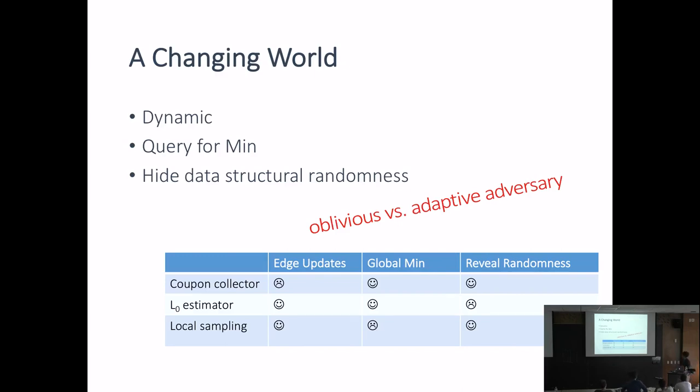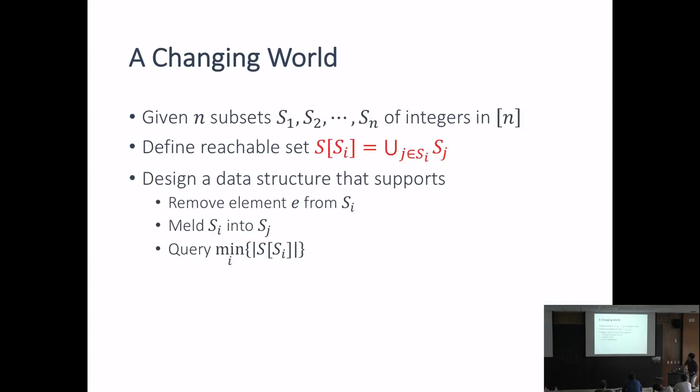So let's do a quick summary of these three estimators we had. For the edge updates, actually this is a summary for the latest slide. So the conclusion is the coupon collector is good at finding the global mean under the update and potential rebuilding randomness. Let's go back to this slide later, and we'll talk about the original problem.